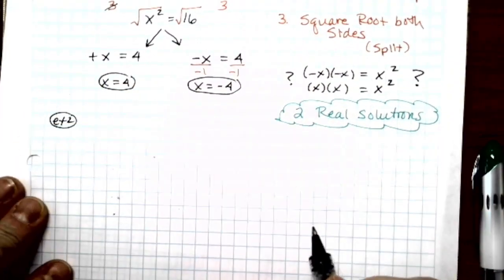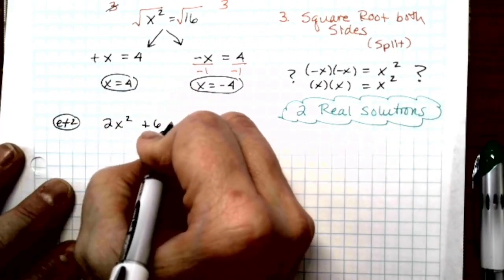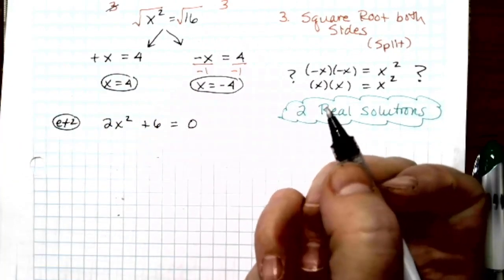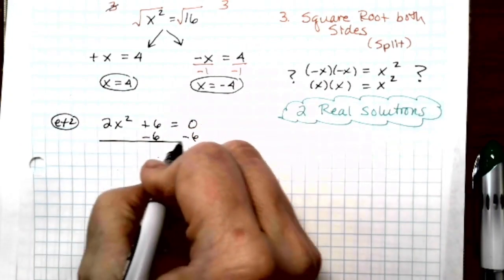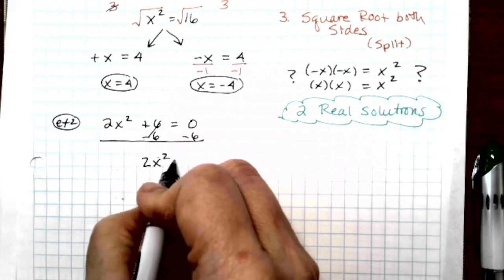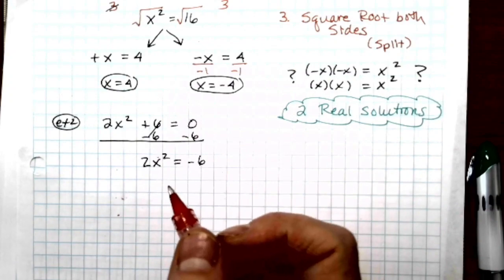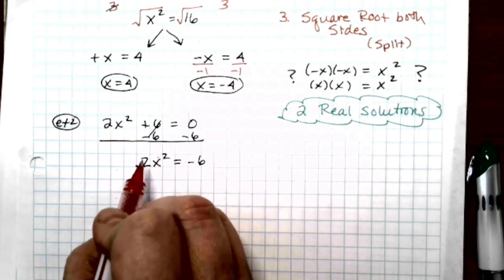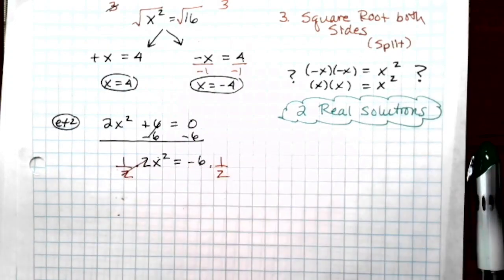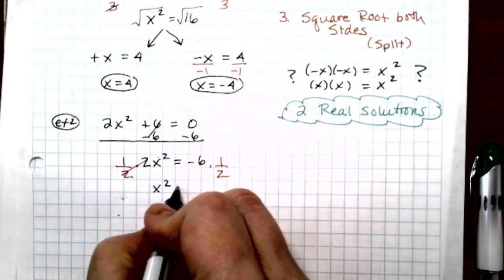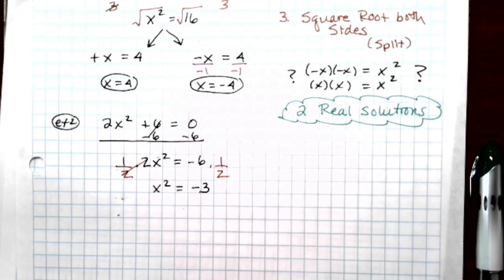All right, let's do another example of solving by taking square roots. This is example 2, which is 2x squared plus 6 equals 0. So step 1, isolate the x squared term. So I'm going to subtract 6 over to the right. So I get 2x squared equals negative 6. Step 2, eliminate the scalar with the reciprocal. I want to eliminate the 2, so I multiply both sides by a half. That gives me x squared equals negative 6 divided by 2, which is negative 3.